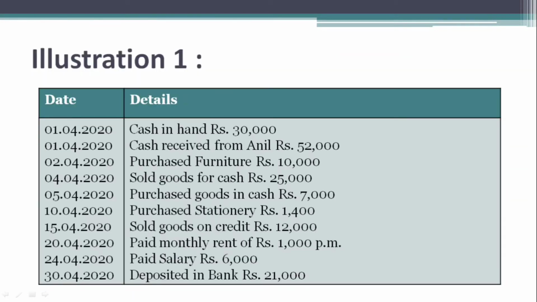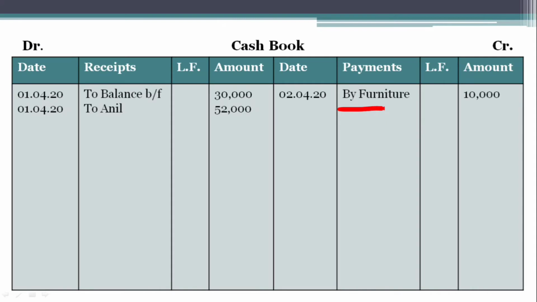Next, purchased furniture rupees 10,000. Now as this is a payment of cash, by furniture 10,000 on the payment side, that is on the credit side of the cash book. Now understand, in this case furniture is being debited and cash is being credited. So we can also make a journal entry with the help of a cash book. Understand?